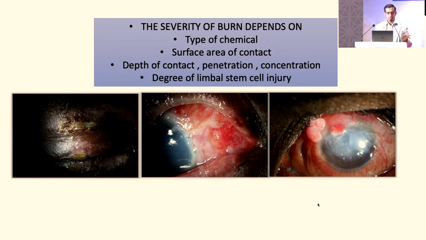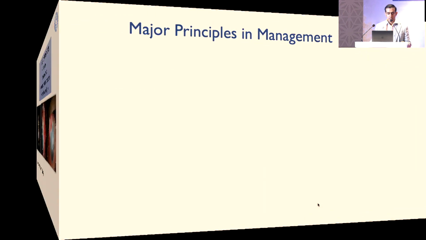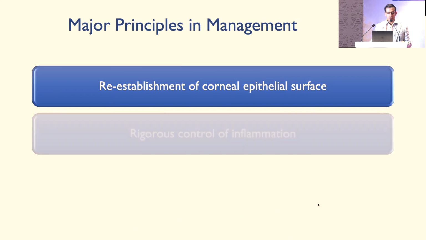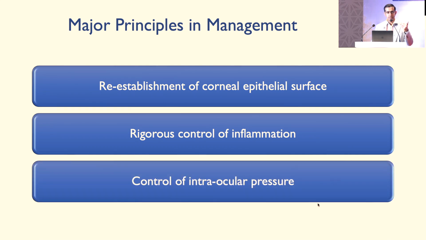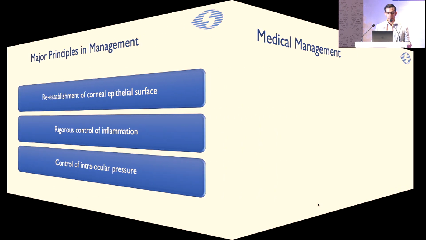So the severity, like I mentioned, depends on the type of chemical. Alkali does worse. It also depends on the surface area of contact, the depth of penetration, the concentration, and the degree, of course, of limbal stem cell injury, because it's the limbal palisades that actually bring about regeneration of the non-keratinized epithelium that covers the cornea. So the major principles in management are to try and re-establish the corneal epithelial surface with non-keratinized epithelium, rigorous control of inflammation, and control of the intraocular pressure, because that tends to rise in chemical injuries because of the damage inside the anterior chamber.